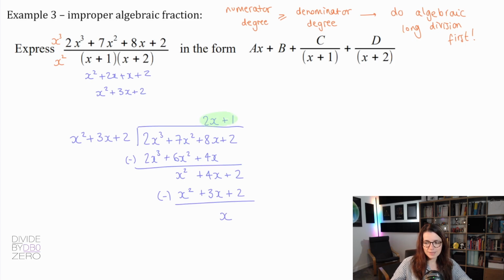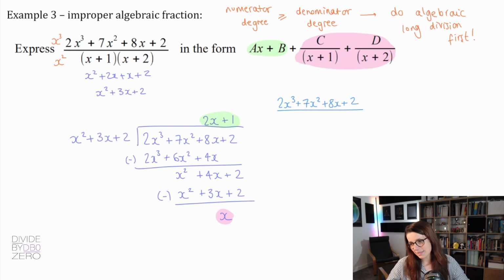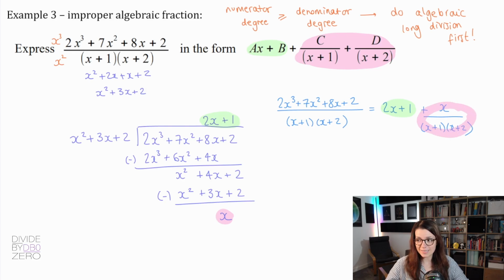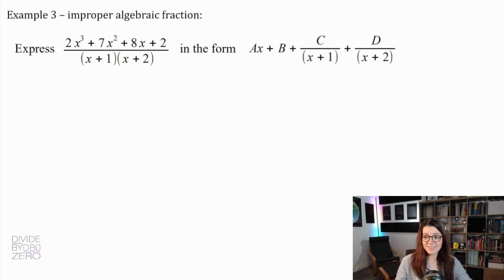So we have 2x plus 1 up here and x as the remainder. Now the 2x plus 1 is actually the ax plus b in this format. And then the remainder is what we're going to split into partial fractions. So we've got 2x cubed plus 7x squared plus 8x plus 2 over this equals 2x plus 1 plus, for now, just the remainder, so x over (x plus 1)(x plus 2). This is from the top of the division, and then this is what we're now going to split into partial fractions. So let's go ahead and do that.